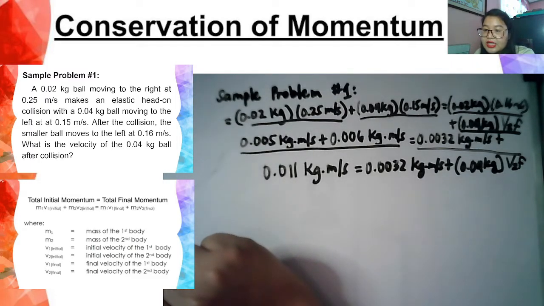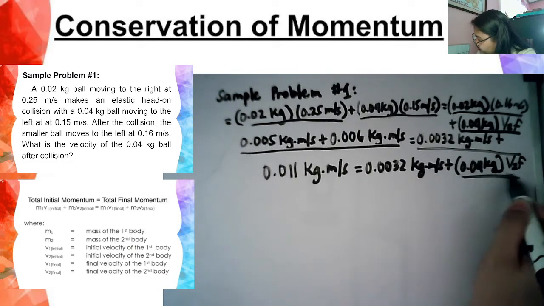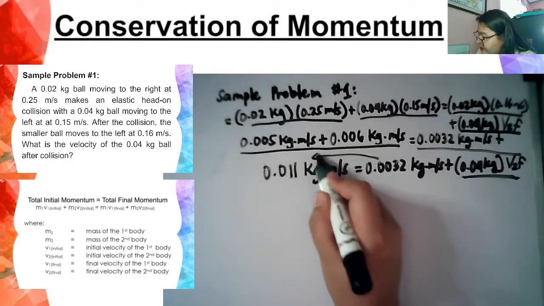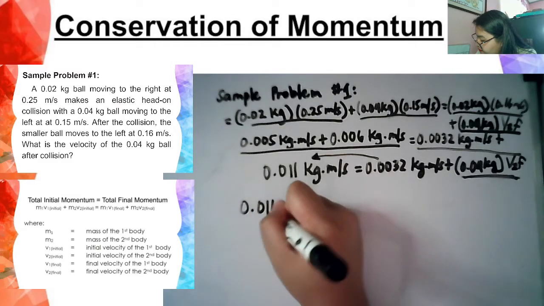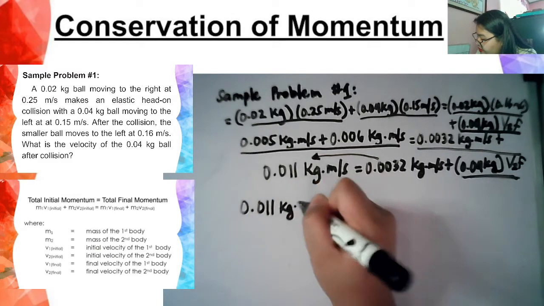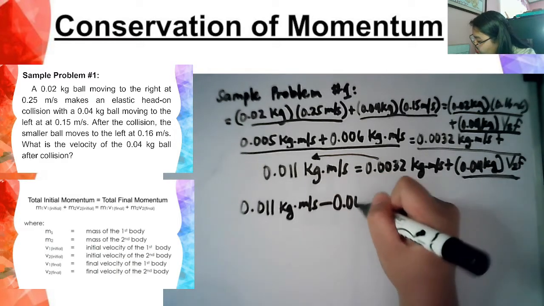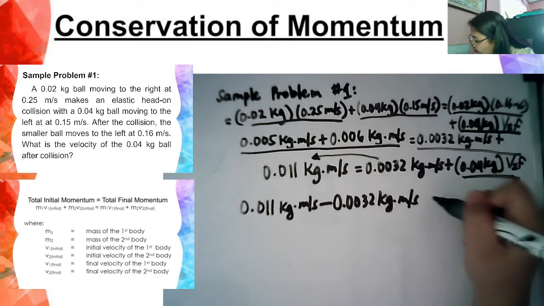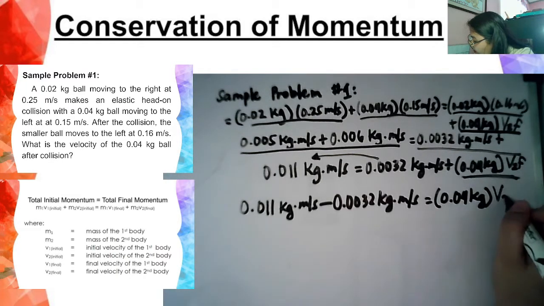So, ano na pong kasunod na gagawin, ma? Since ang hinahanap natin ay nandito sa side na to, ang gagawin natin, tatranspose natin ito dito sa kabila. So, we have here 0.011 kilogram meter per second minus 0.0032 kilogram meter per second equal to 0.04 kilogram times V2 final.